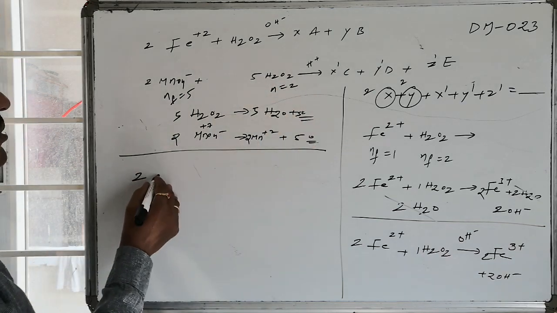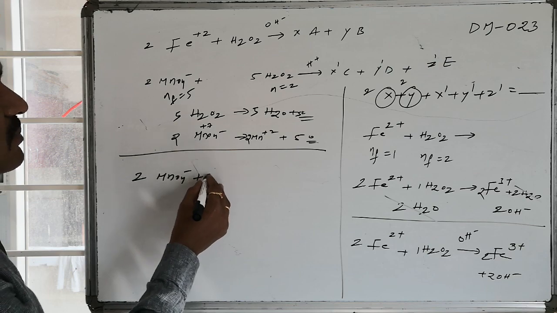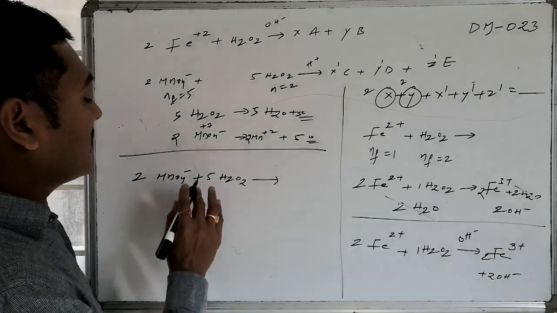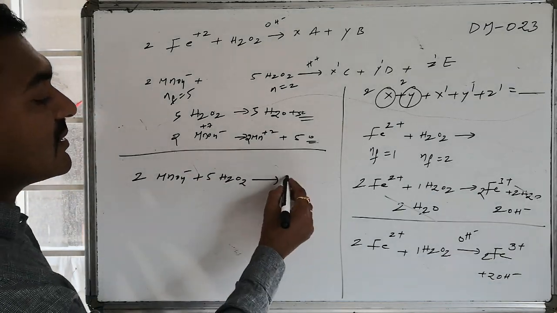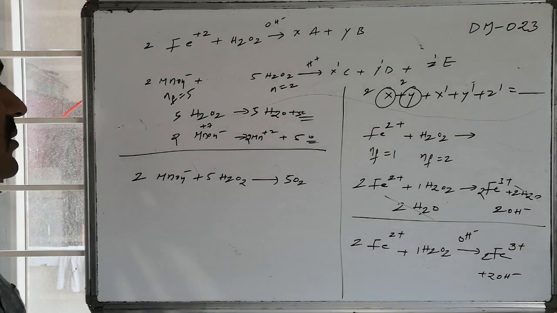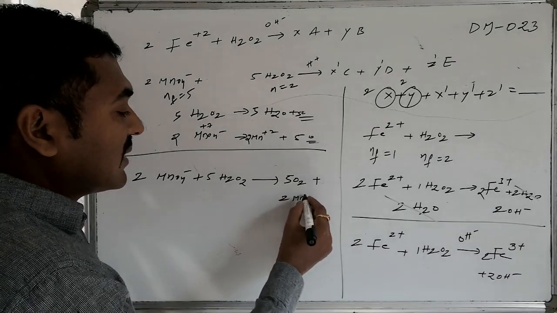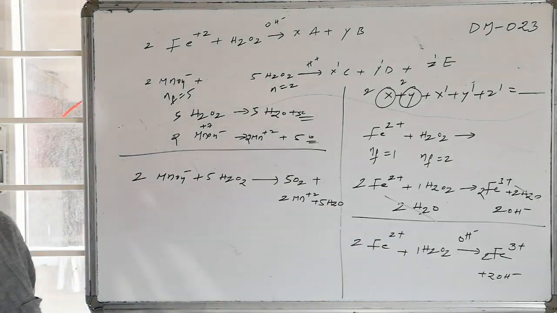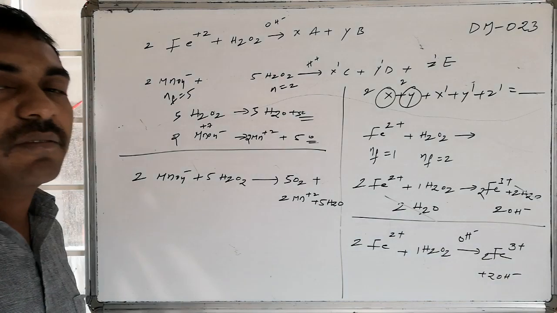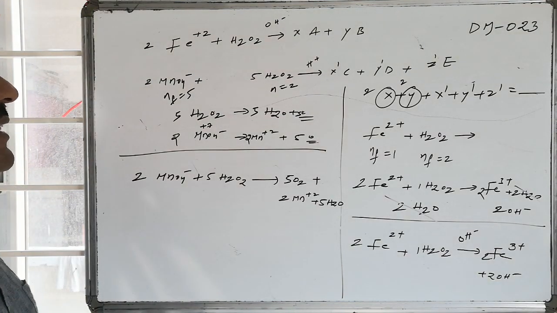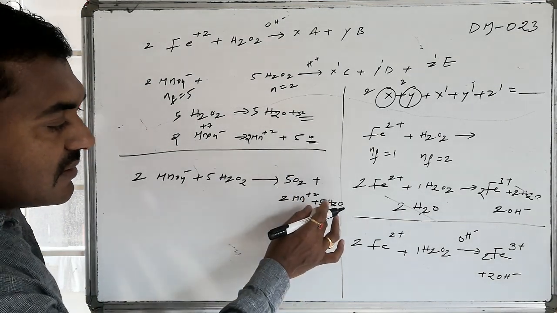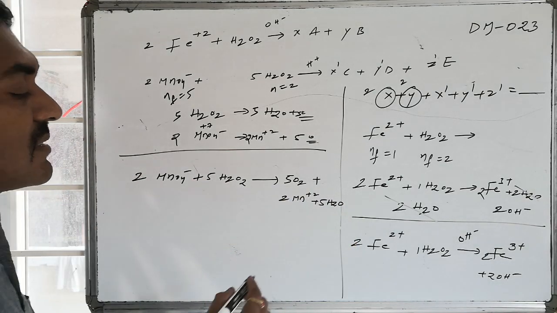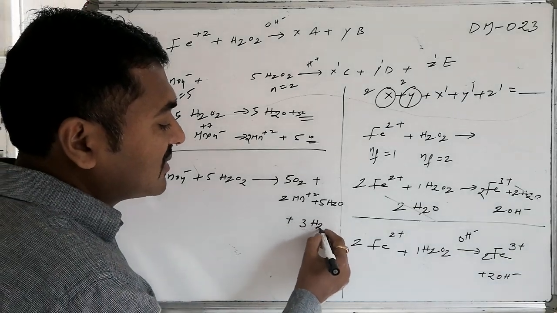So 2 molecules of MnO4- plus 5 molecules of hydrogen peroxide is converted to 5 oxygen molecules plus 2Mn2+ plus 5 H2O molecules. After attaining this value, to balance the number of oxygen atoms, here 10 oxygens plus 5, 15 oxygens are there. Here 10 plus 8, 18 oxygens are there. 3 are lacking, so 3 H2O is added.